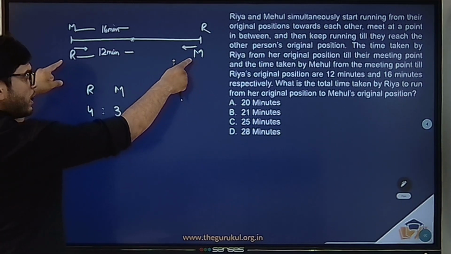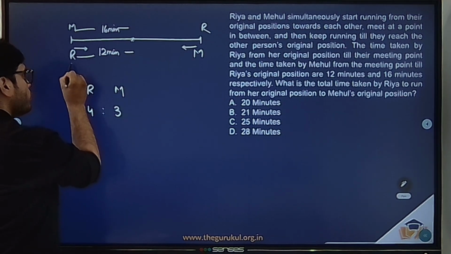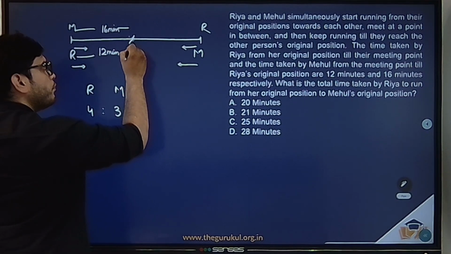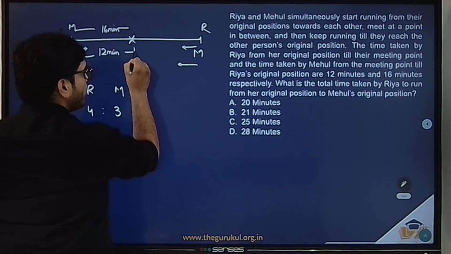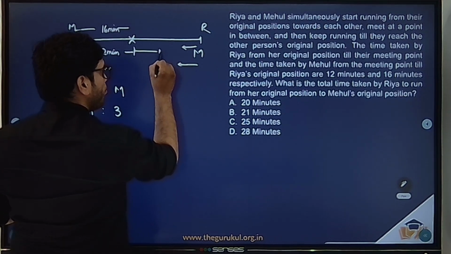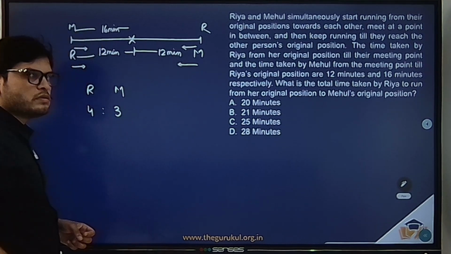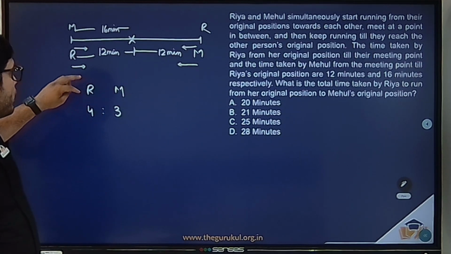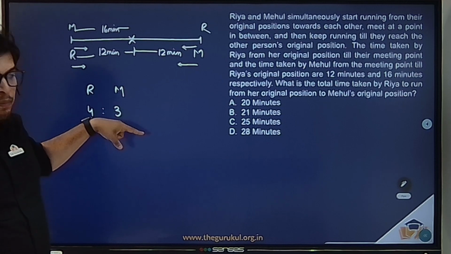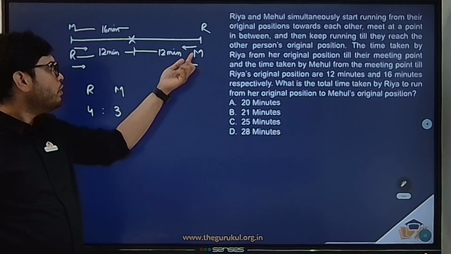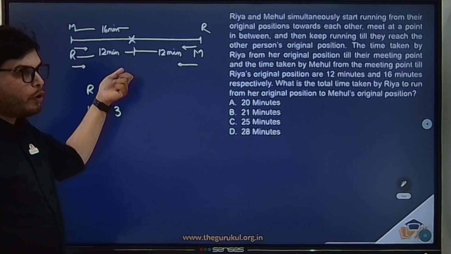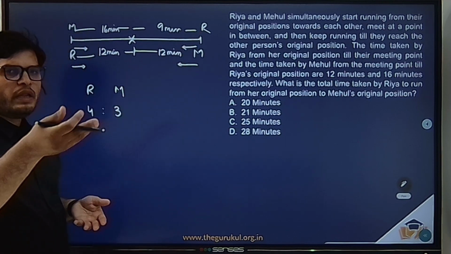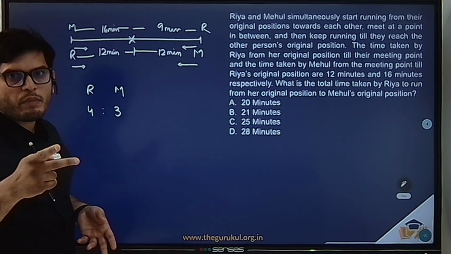Right, now both started simultaneously. So Ria started from here and Mehul started from here simultaneously, and they met here. Now to cover this distance, Mehul would also have taken 12 minutes, because they will be traveling for the same time. Now we know that the ratio of the speeds is 4 is to 3. If Mehul had taken 12 minutes to reach from the initial position to the meeting point, Ria would have taken how much? 9 minutes. 12 into 3 by 4, 9 minutes. Speed and time are inversely proportional.